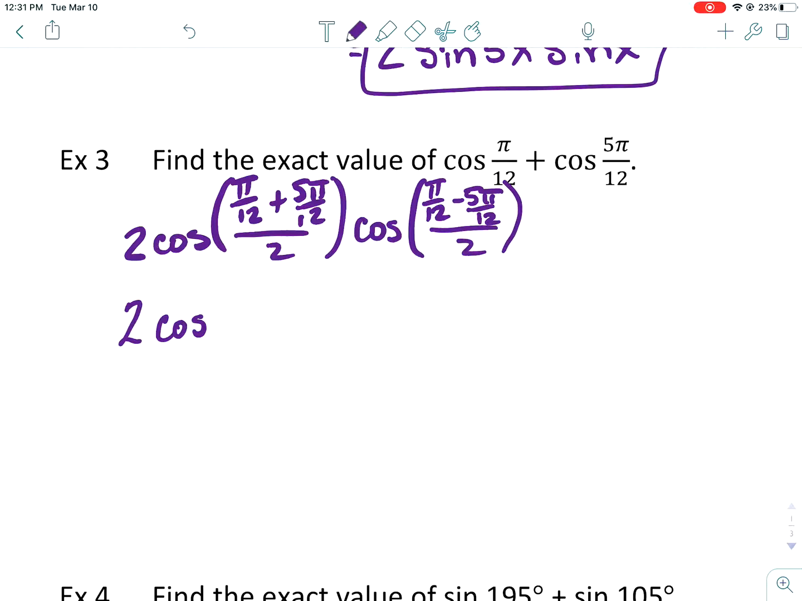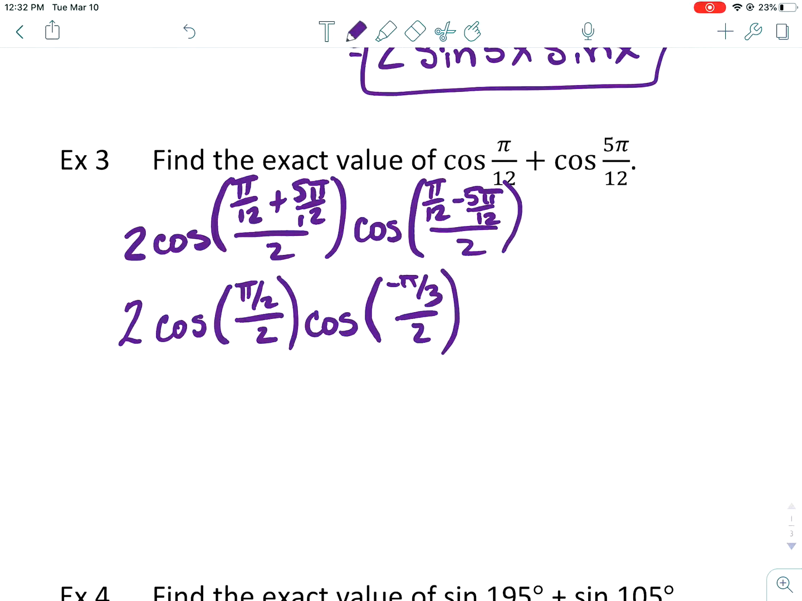So if I add pi over 12 and 5 pi over 12, what do I get? 6 pi over 12. And what does that reduce to? Pi over 2. Now I still need to divide that by 2, but I'm going to wait and do that in the next step. All right, and then for these, I'm going to subtract. So when I subtract, I get negative 4 pi over 12. What is that going to reduce to? Negative pi over 3. And then I'm going to divide that by 2.